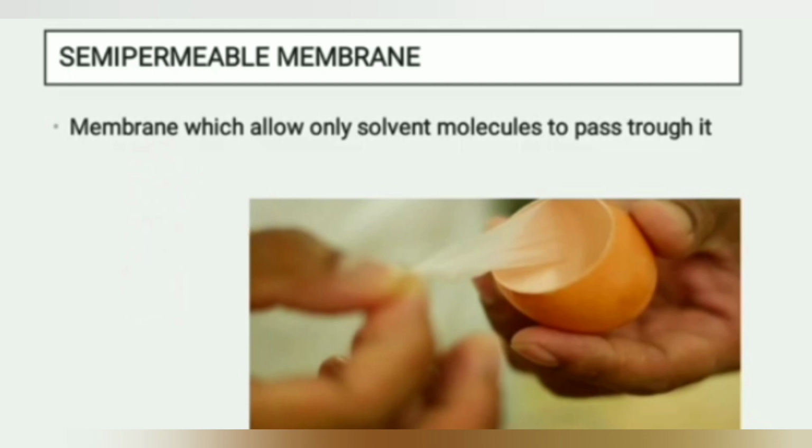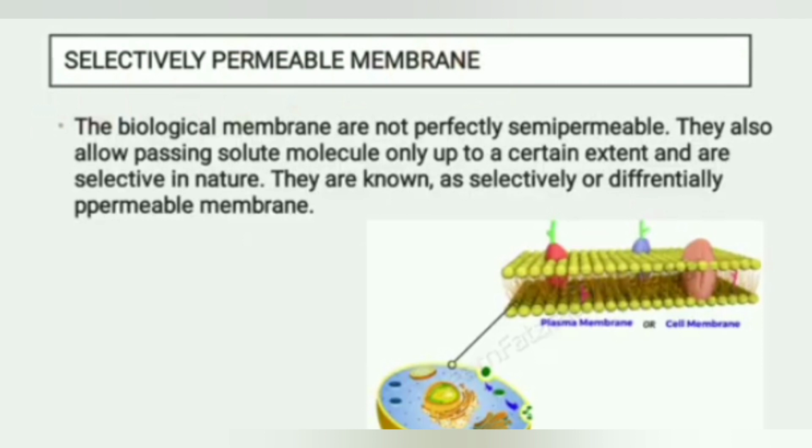Next is the selectively permeable membrane. The membrane which allows the useful substances to pass in and harmful substances to diffuse out of the cell is called the cell membrane. That is an example of a selectively permeable membrane, which allows the useful substances to pass through it.